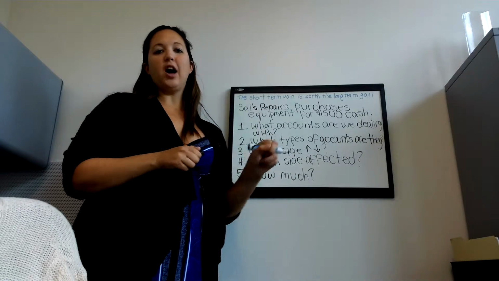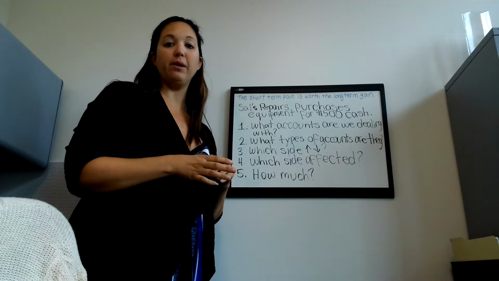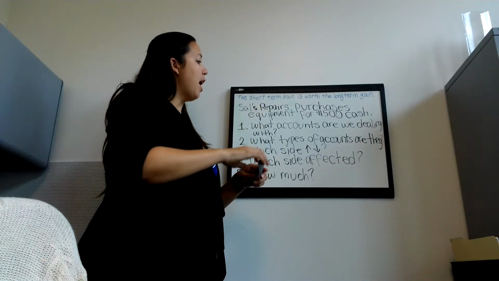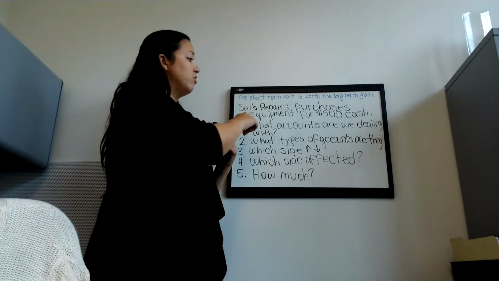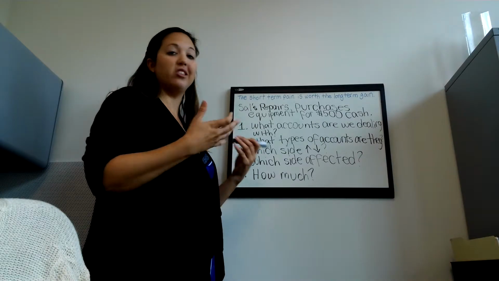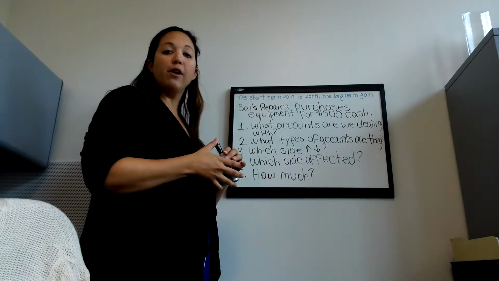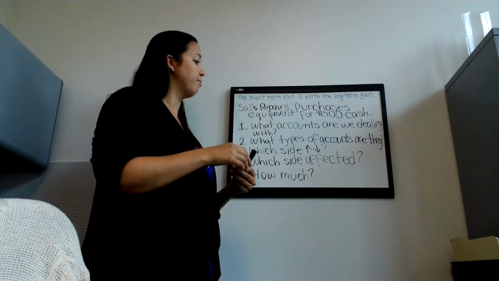Today we are going to talk about how to record a journal entry. I have for you here a basic transaction that we would see in our book. For instance, Sal's Repairs, that's the name of the company, purchases equipment for $500 cash. That would be the transaction that we would see.